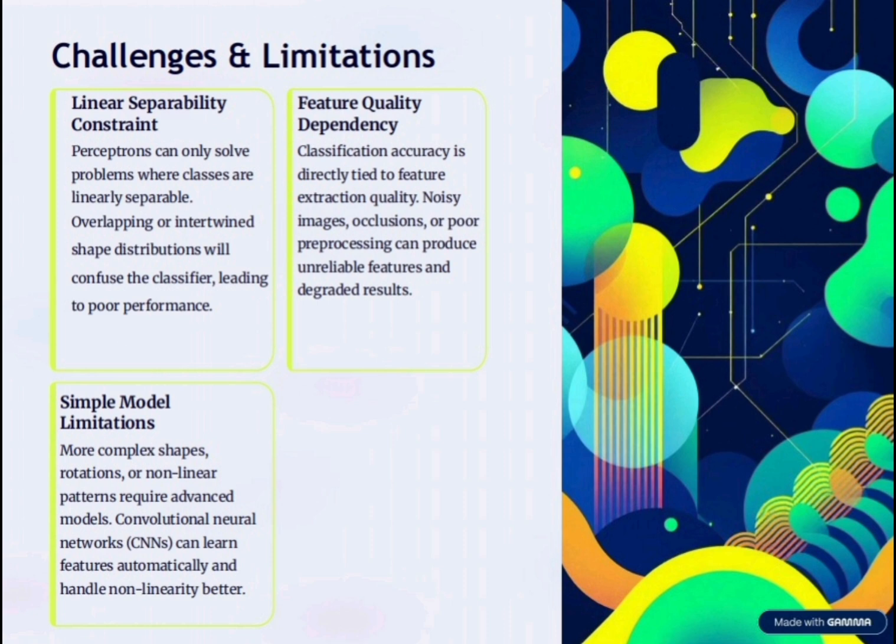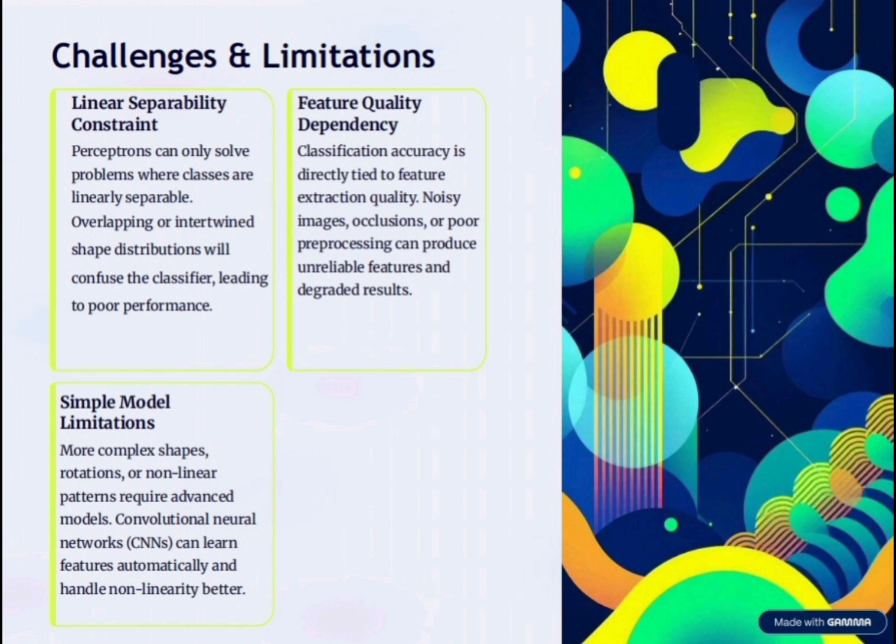But if the shape distributions overlap, or if the circles and triangles appear too similar or intertwined, the classifier becomes confused. As a result, performance drops significantly. Second, the accuracy of our classification fully depends on the quality of the extracted features. If the input image is noisy, blurred, or has occlusions, the features such as circularity or aspect ratio may become unreliable. Poor preprocessing directly leads to degraded classification results, so high-quality feature extraction is essential for the model to work well.